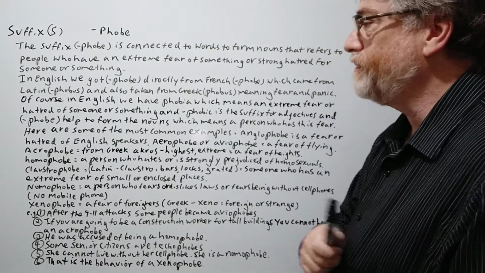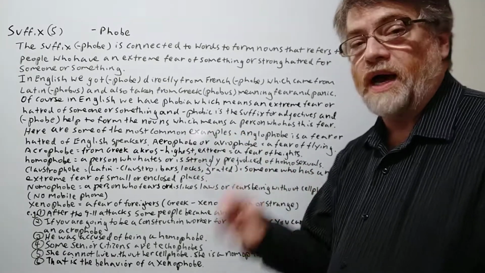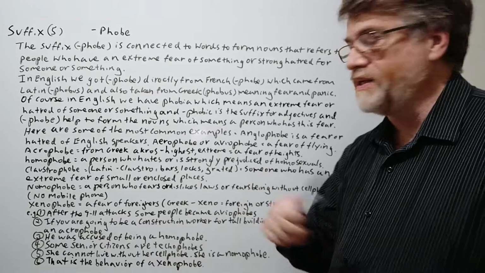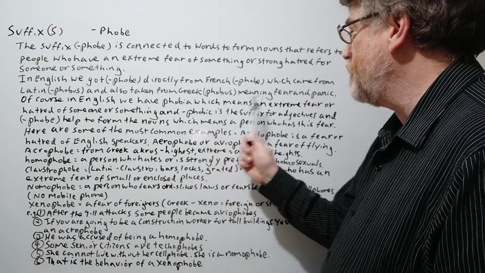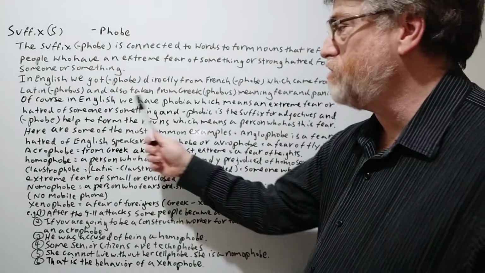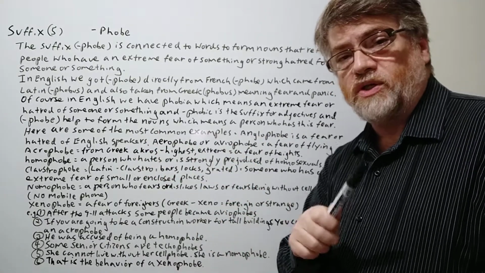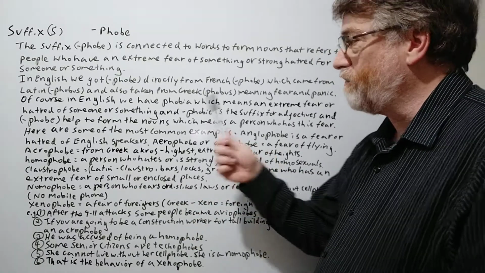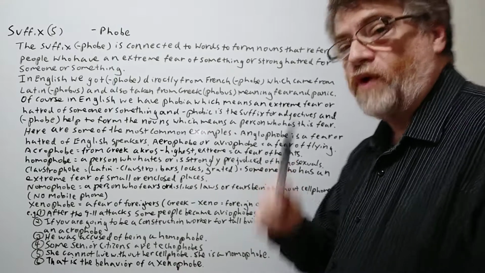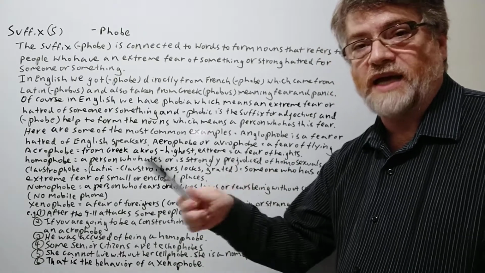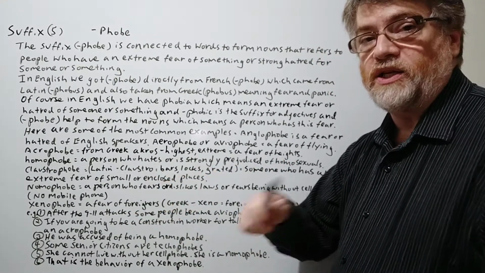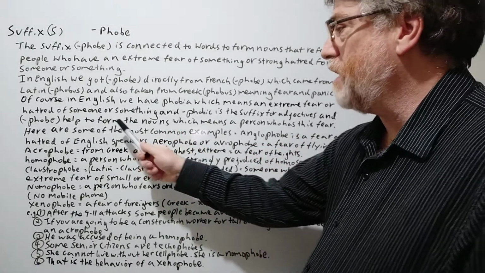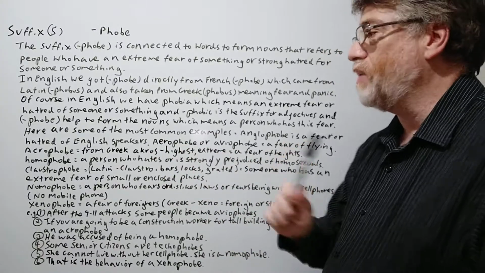All right, let's continue. Of course, in English, we have phobia, which is the noun. That's the actual condition or the fear. That's the disease or whatever, which means an extreme fear or hatred of someone or something. And we use the suffix phobic as an adjective from phobia. Okay, so phobe means the person, phobic is the adjective, meaning of or relating to this sort of fear. Phobic is the suffix for adjectives, and phobe helps to form nouns, which means a person who has this fear.